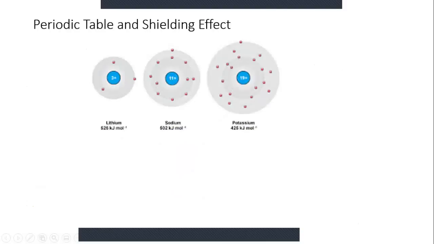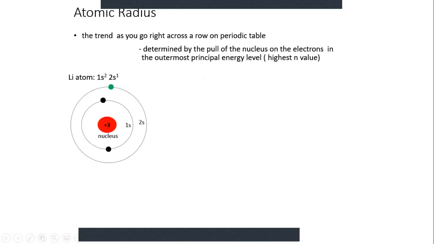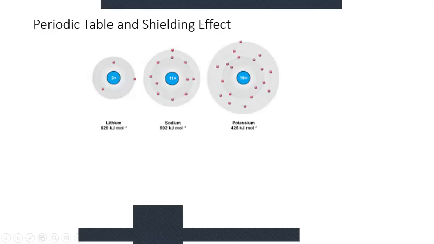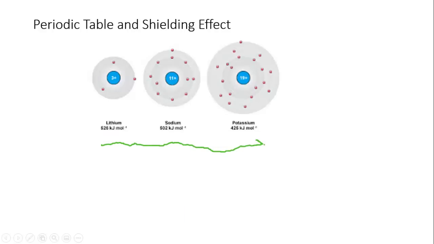So now we look at the periodic table and the shielding effect. So we see lithium, sodium, potassium. The radiuses get bigger for these elements. So now if we look at lithium, let me go back. So for lithium, sodium, potassium, as we go down a group, atomic radius increases.